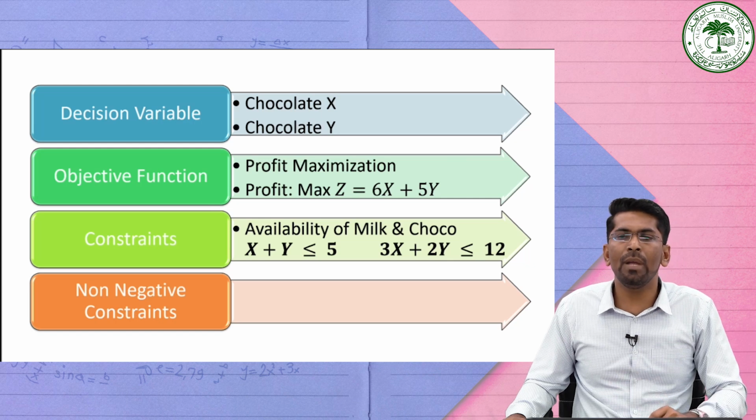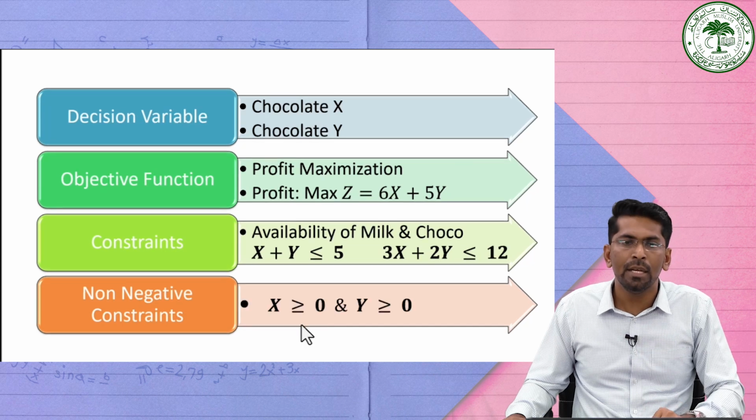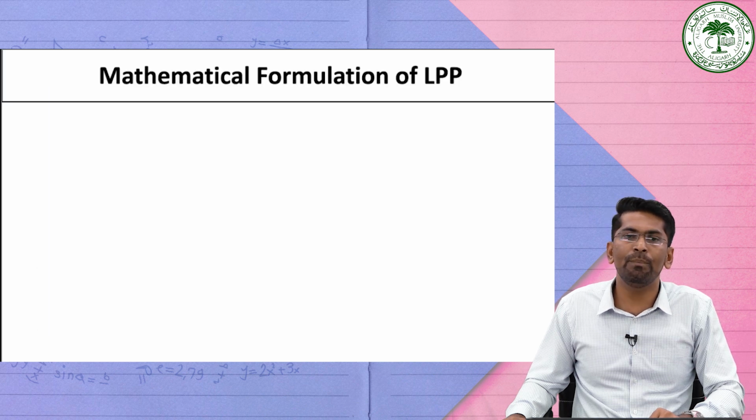So in our example, we have 2 variables, that is x and y. So I am writing here the non-negativity constraint, that is x is greater than or equal to 0 and y is also greater than or equal to 0. So now we can write all these steps in a simplified mathematical format.